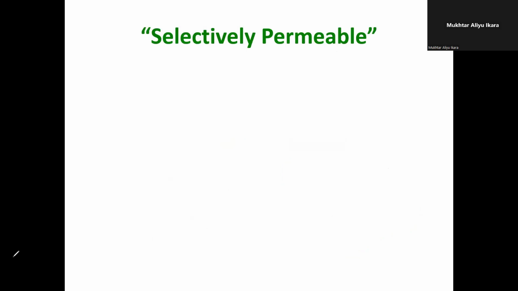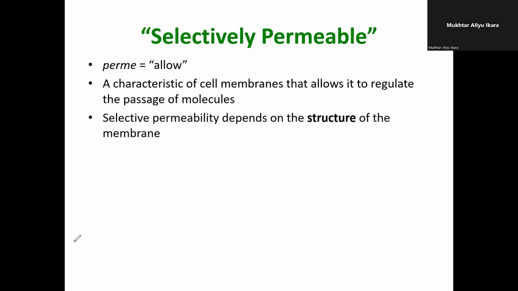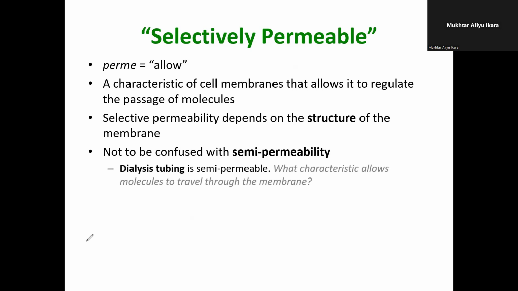So then the next one is the selective permeability nature of the cell membrane. Permeate means allow. So it is a characteristic of cell membranes that allows them to regulate the passage of molecules. Selective permeability is not to be confused with semi-permeability. Dialysis, for example, is semi-permeability.